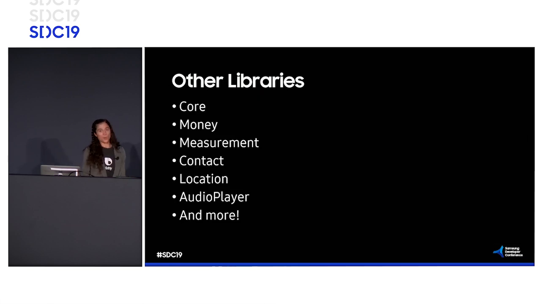And there's tons more libraries. Here are just a few of the more common ones. There's core, which provides a bunch of primitives that can be handy. There's money, there's measurement, there's contact. Then location is a super capsule that allows you to search through both contact and geo. And there's the audio player capsule for streaming audio files.